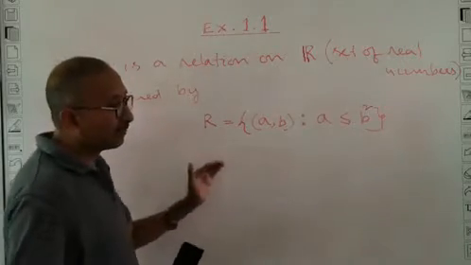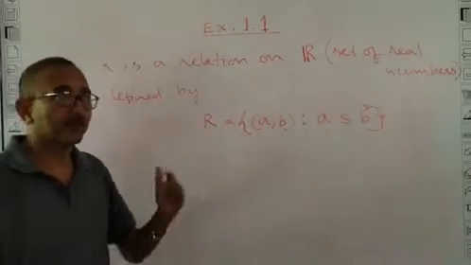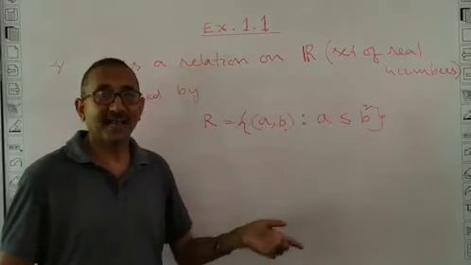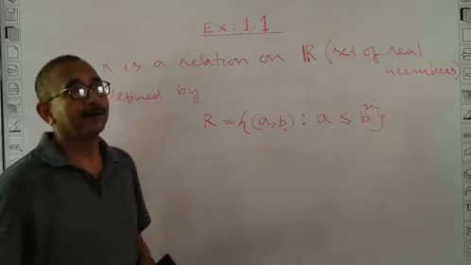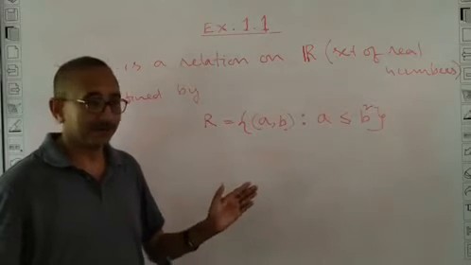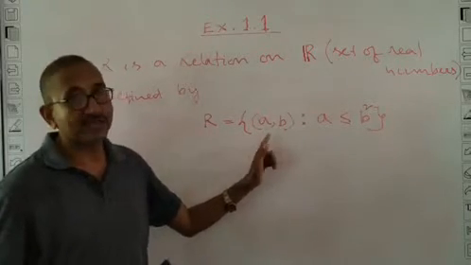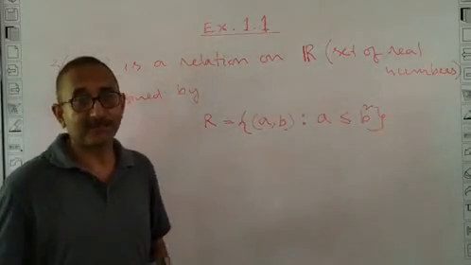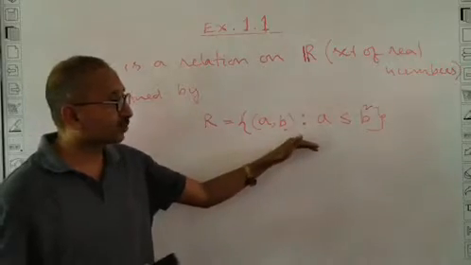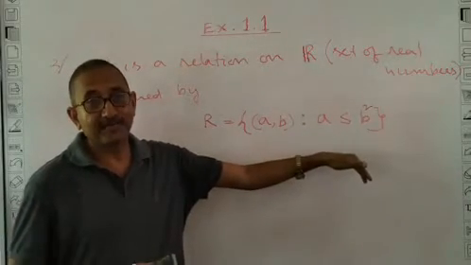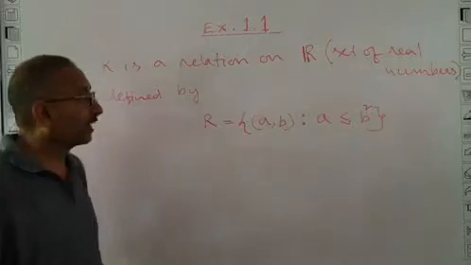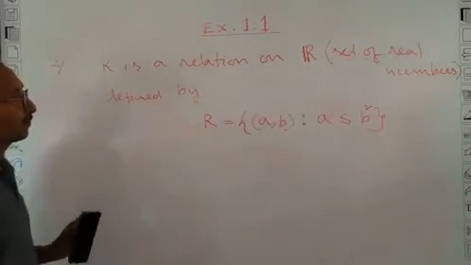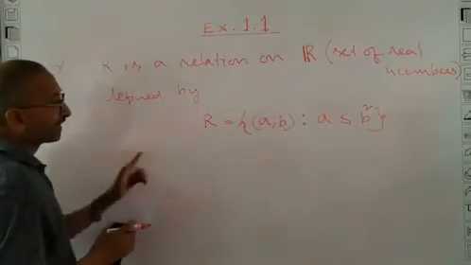Whenever you are asked to show that a relation is not reflexive, symmetric or transitive, it is enough to give an example. If you are asked to prove that it is reflexive, then a logical proof is required. But if you are asked to show that it is not reflexive, you cite one example. Now we are going to show one example to show that it is not a reflexive relation.